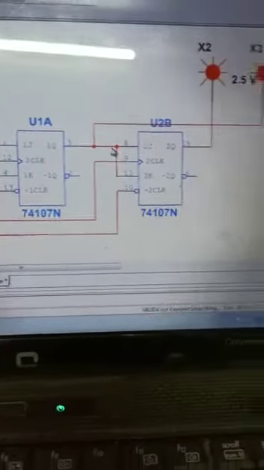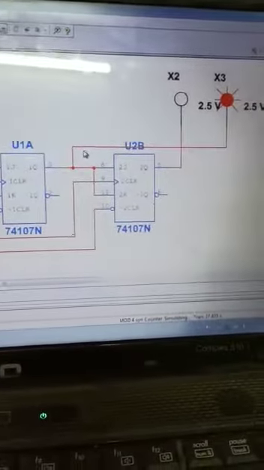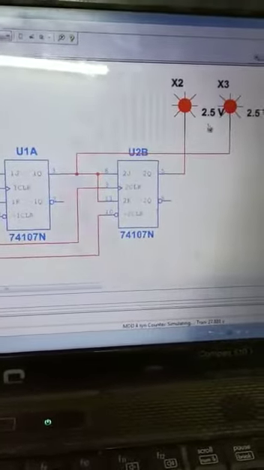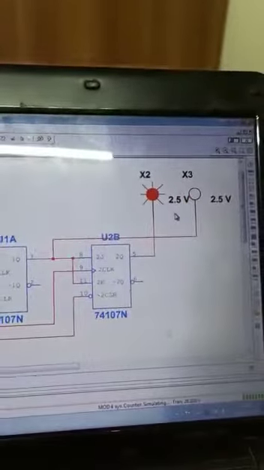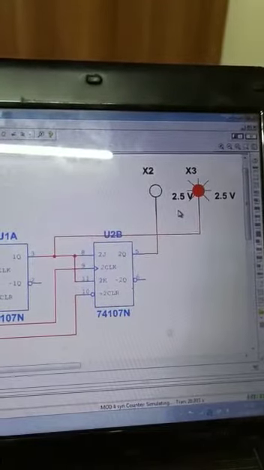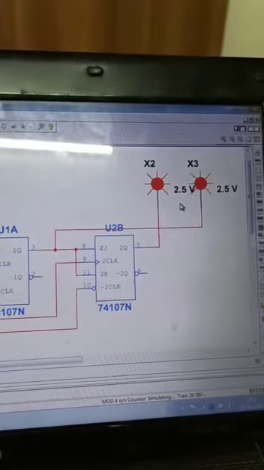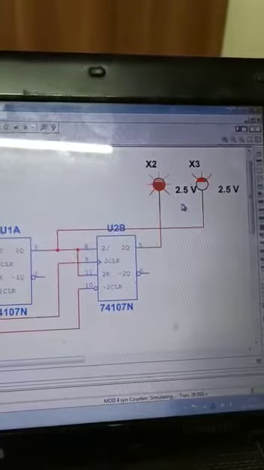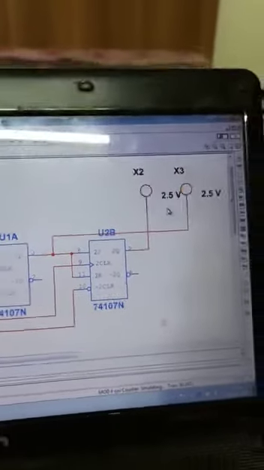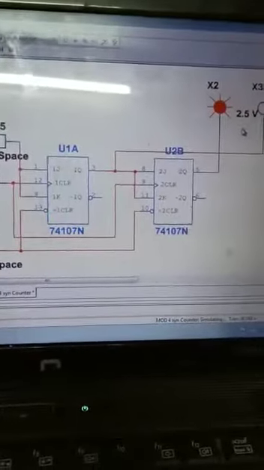Okay, and here one probe is connected at the output of the flip-flop, and here it shows the simulation: 0 1 2 3, again it starts from 0. Okay, so this is a synchronous counter. Now let us compare synchronous counter and asynchronous counter.